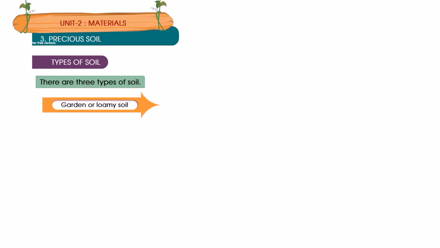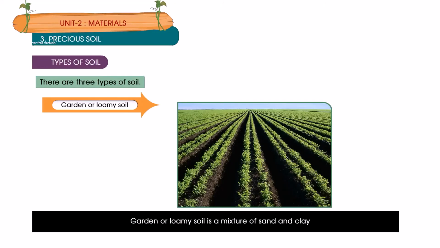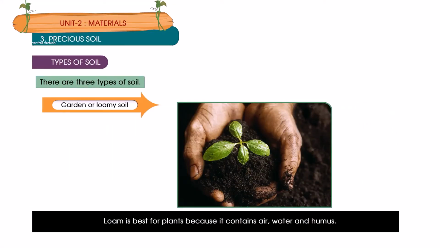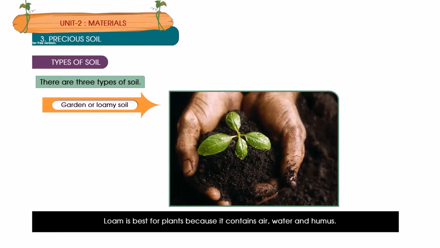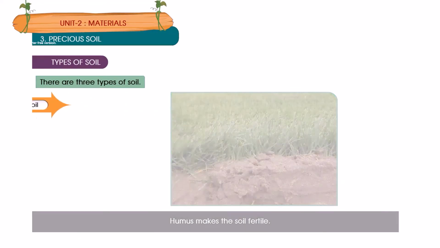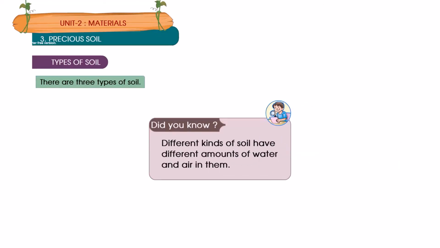3. Garden or loamy soil. Garden or loamy soil is a mixture of sand and clay. It has a lot of humus. Loam is best for plants because it contains air, water, and humus. Humus makes the soil fertile. Did you know? Different kinds of soil have different amounts of water and air in them.